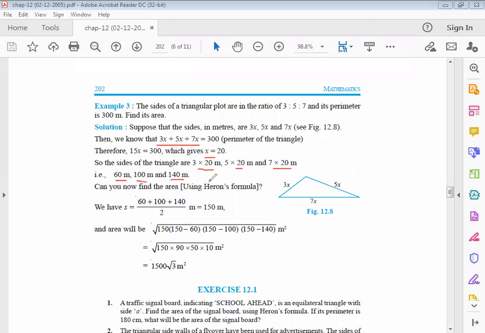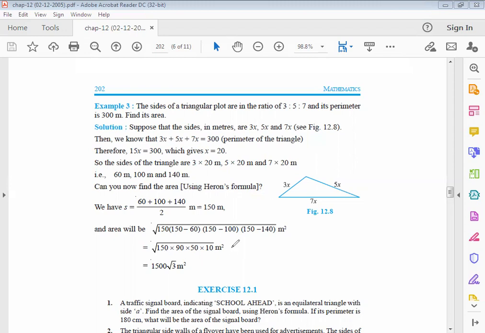Now once we get all three sides, we can easily calculate the area of the triangle by using Heron's formula, right? First we calculate S, the semi-perimeter, and then by putting the values of S minus A, S minus B, S minus C, look at here. How do we calculate this under root, students? Look at here. 150, can we write 150 as 100 into 15? No, 10 into 15, right?